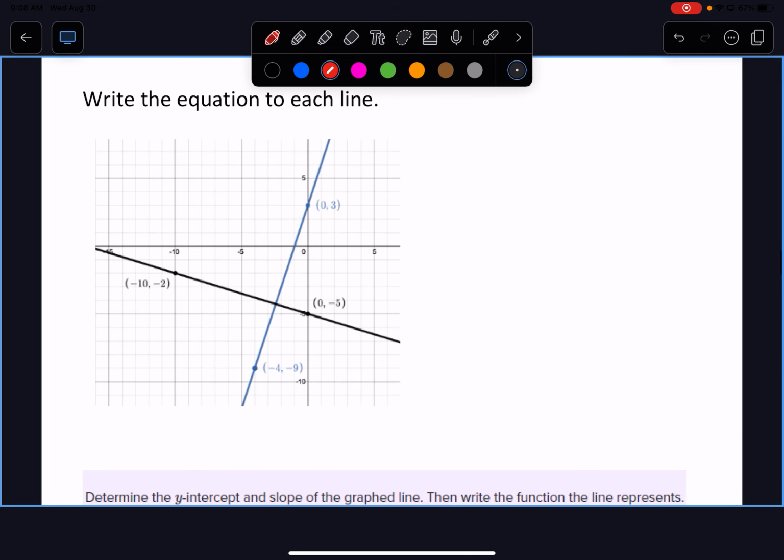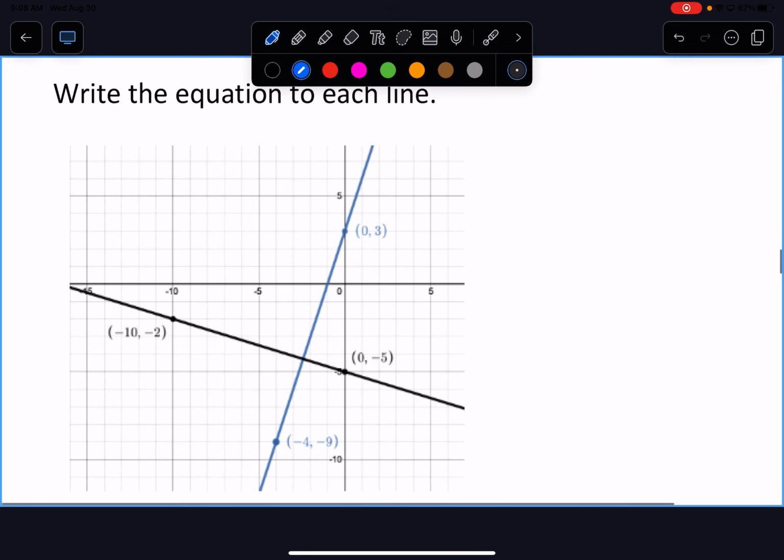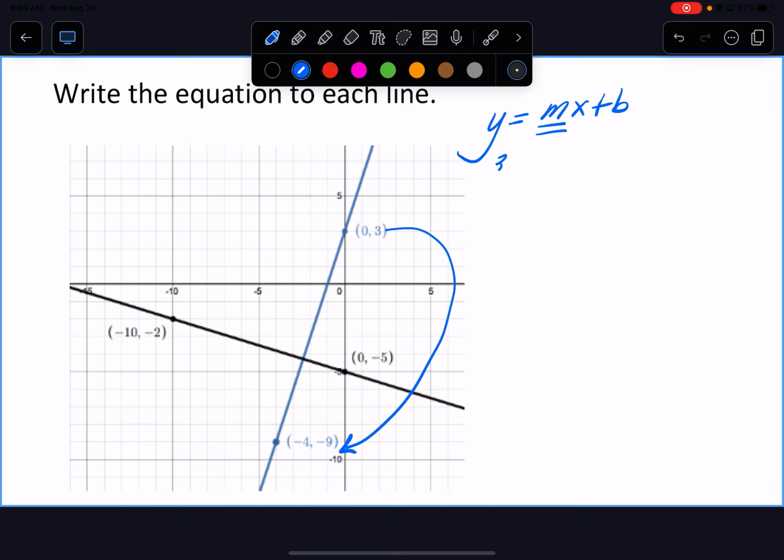All right, so let's write the equation of the blue line. Like I said, you're probably going to get more out of just watching some of these examples. So I would say to myself, first, I know that lines have y equals mx plus b. I always first find my slope. I do that by subtracting my y values. So I'm going to show my work. 3 minus -9, divided by subtract the x values. So that's 0 minus -4.